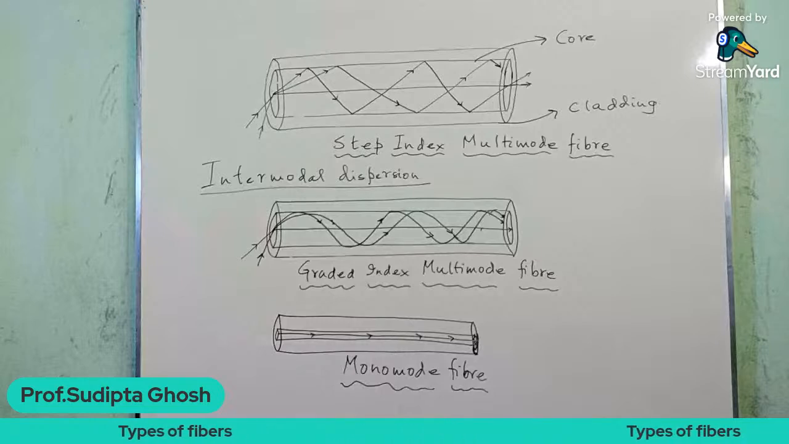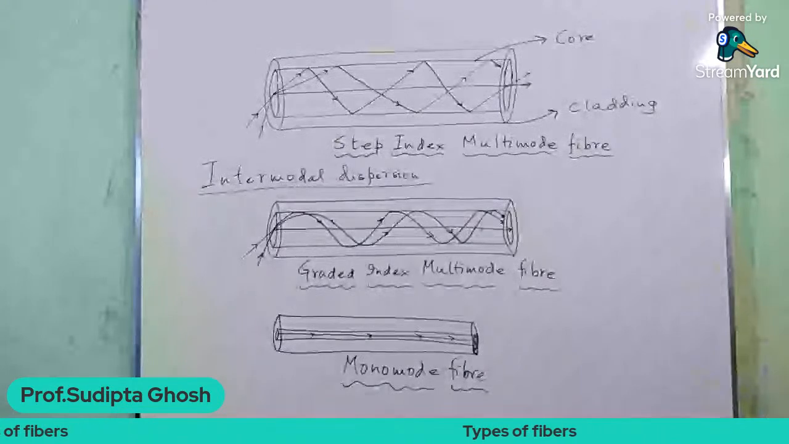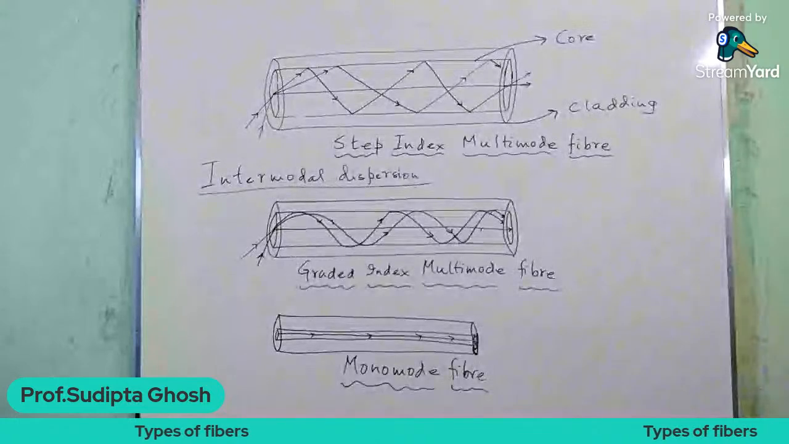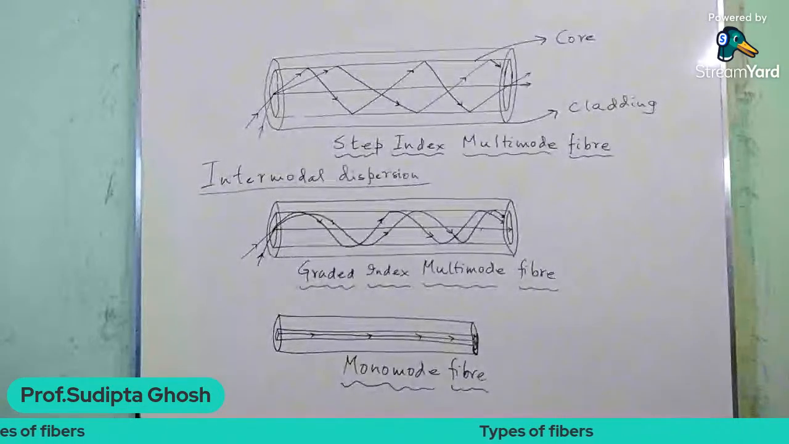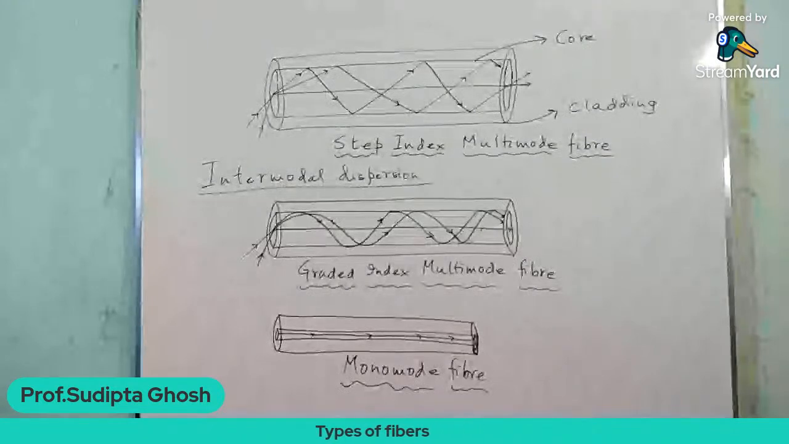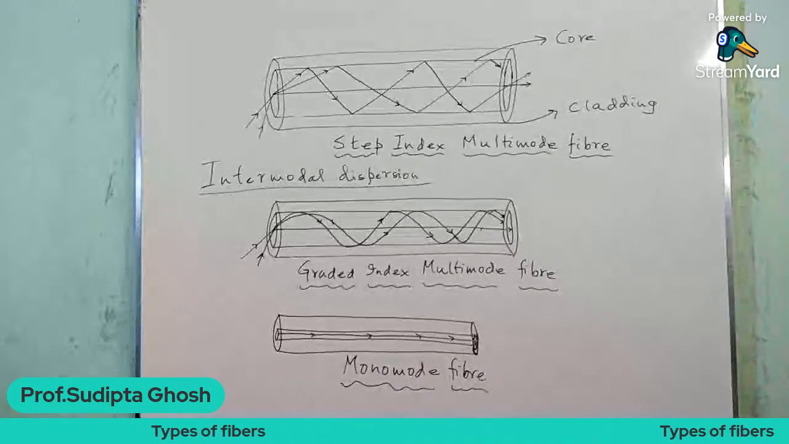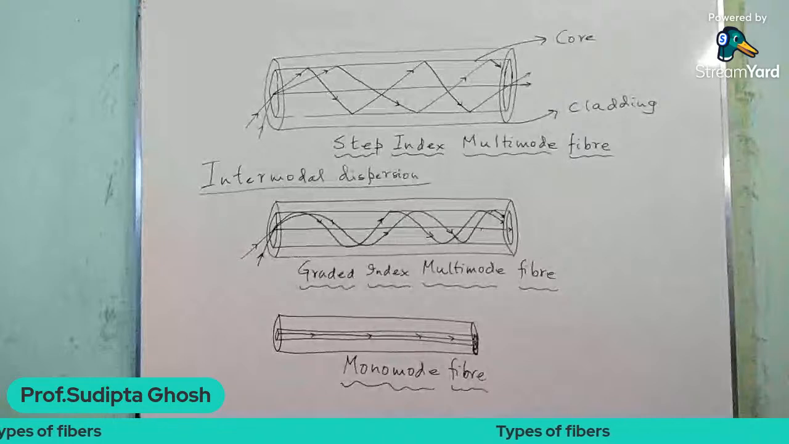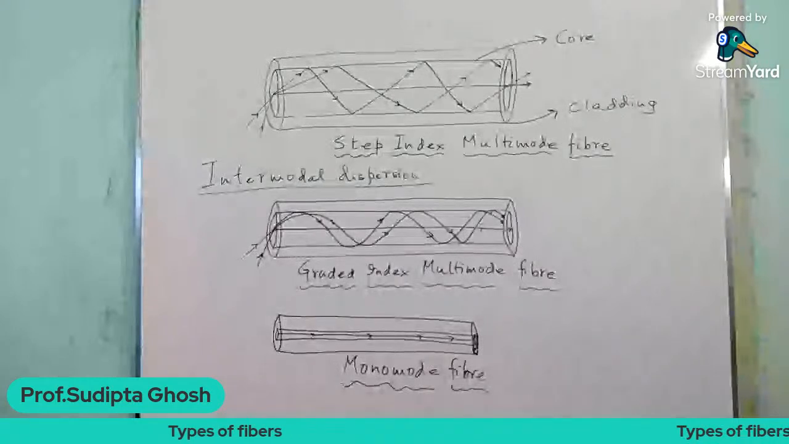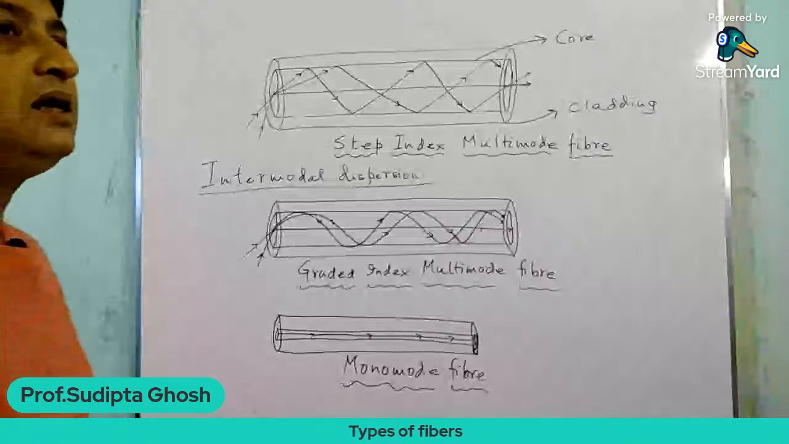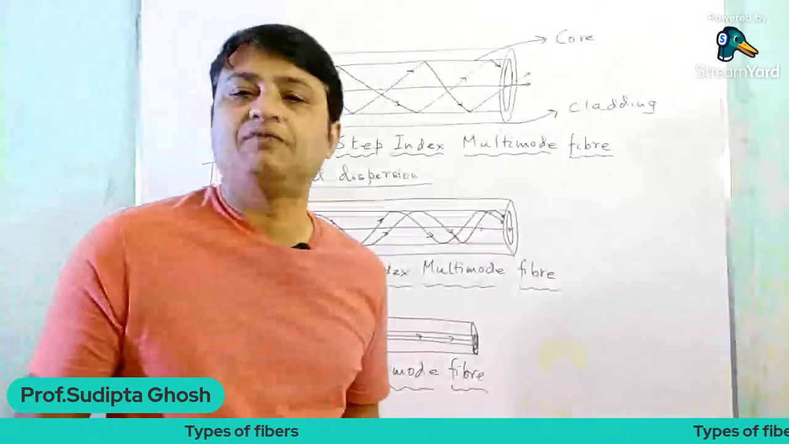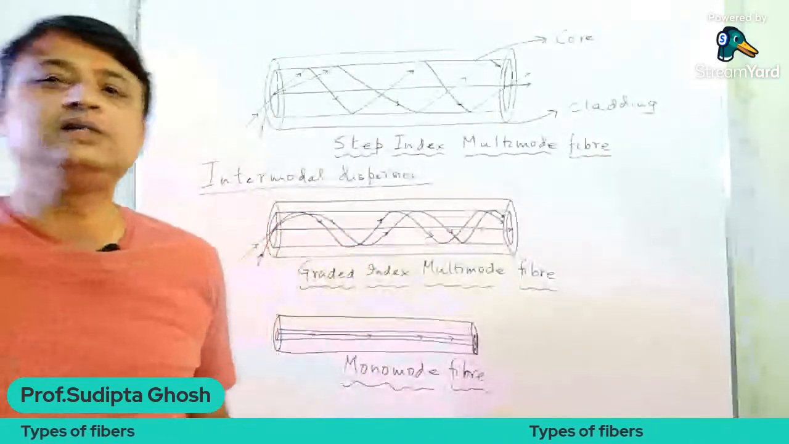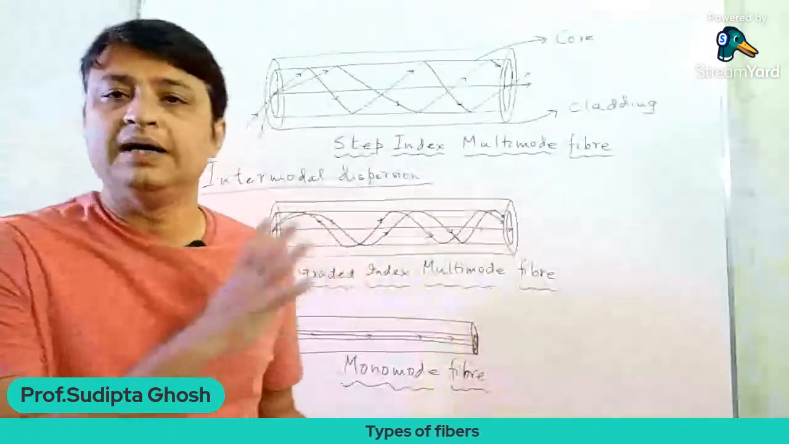Among these three types, the multimode step index fiber is the oldest. It is actually least expensive, but it has the serious drawback of intermodal dispersion. So for long distance communication, this step index multimode fiber is not advisable.